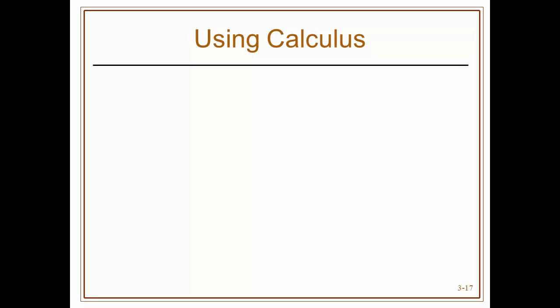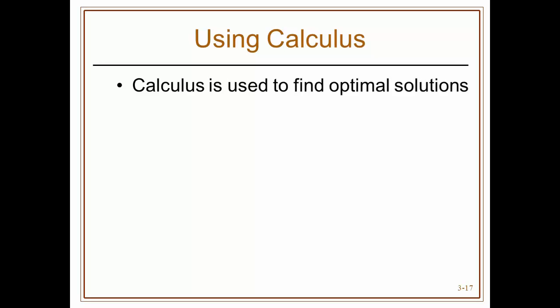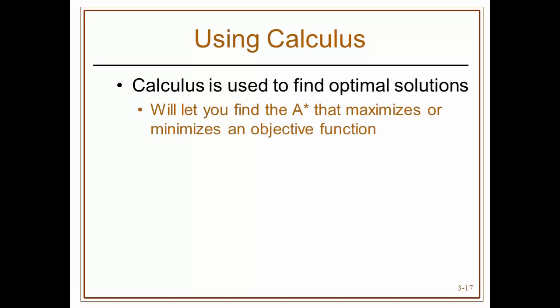It's actually not all that complicated. We're going to do it in 10 minutes of PowerPoint slides, even though there are entire semesters and sequences of classes that do this. We'll do it in a day. We use it to find optimal solutions for things. It's going to tell us exactly where that A star is, that optimal level of the activity that maximizes or minimizes the objective function that we have.